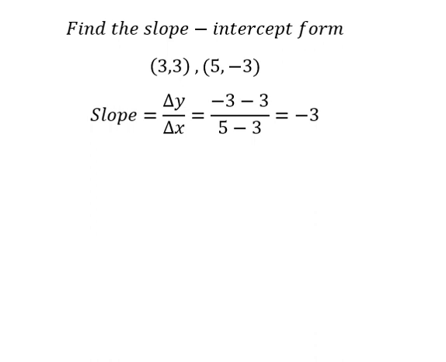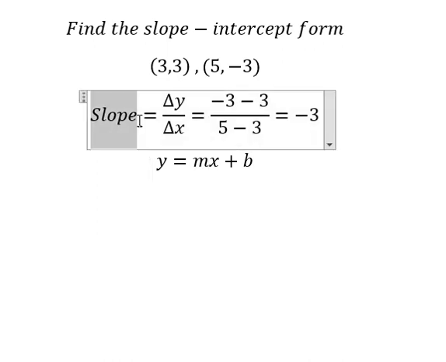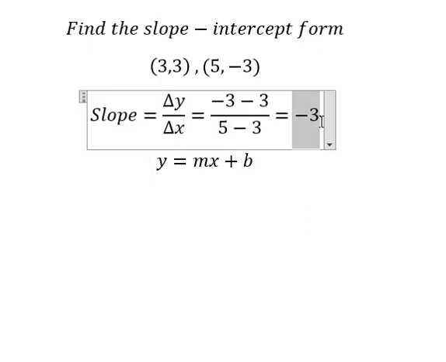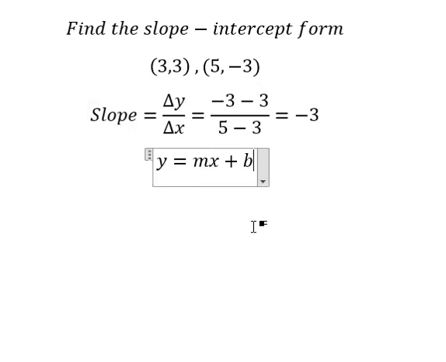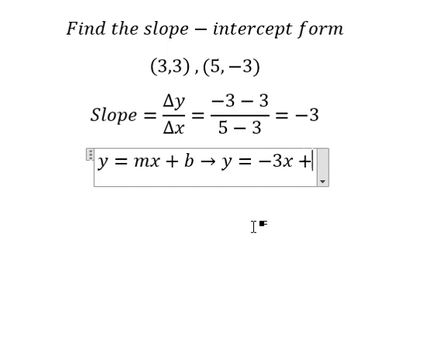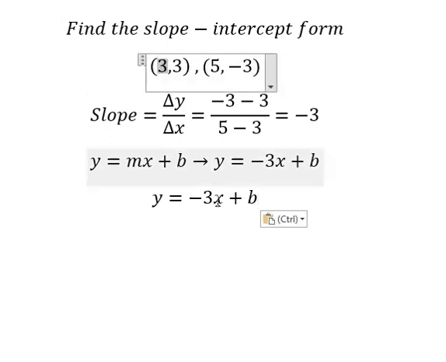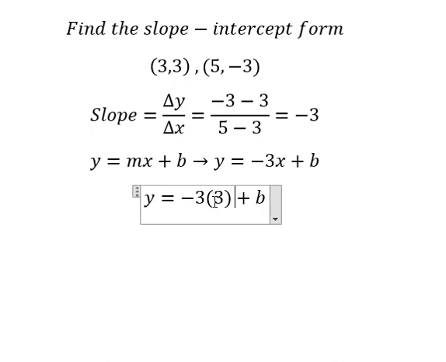So the next one, we have the formula. M is the slope, and B is the y-intercept. Now we put negative 3 here. We know that this point belongs to the line, so I will put x equals 3 here, and 3 here. So we can find the value of B.